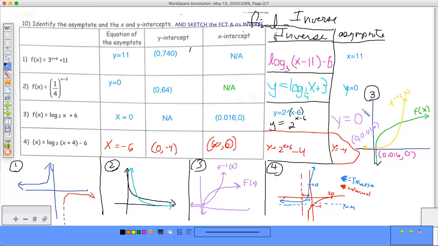Were they what you thought they were? For number 1, were they what you thought? Do you still think that the asymptote here is x equals 11? I'm okay if you think you do. For those of you who did number 1, can you have a conversation with each other and say, yes, I think that we are correct? Okay, you all agree?